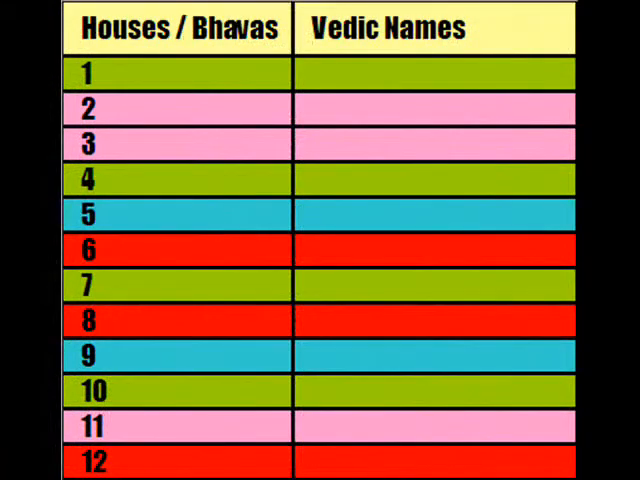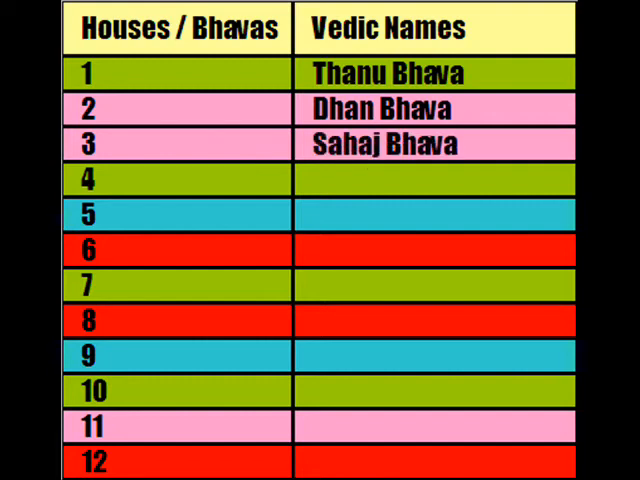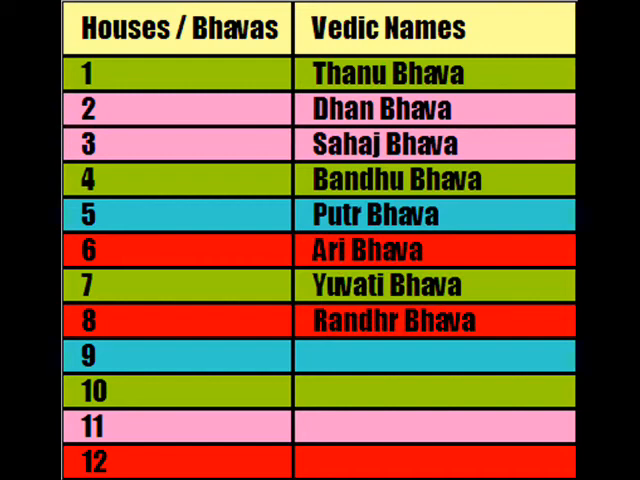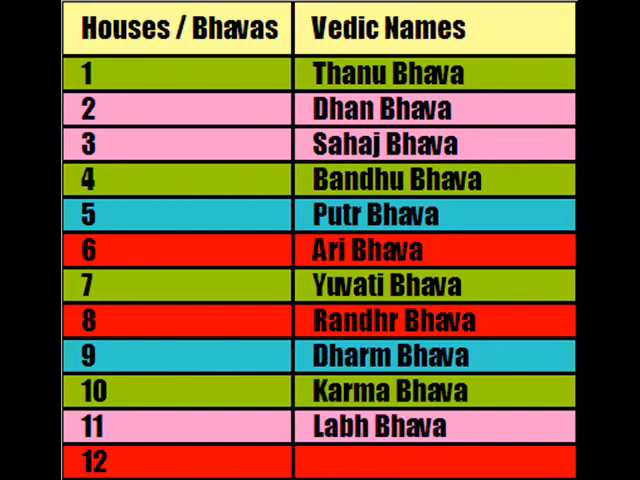The first house where your ascendant is placed is called the Tanubhava. Second is called Dhanabhava. And then Sahaj, Bandhu and Putra Bhavas. Ari, Yuvati and Randra Bhavas. The 9th, 10th and 11th houses are called Dharma, Karma and Labha Bhavas. And lastly, the 12th house is called Vyaya Bhava.